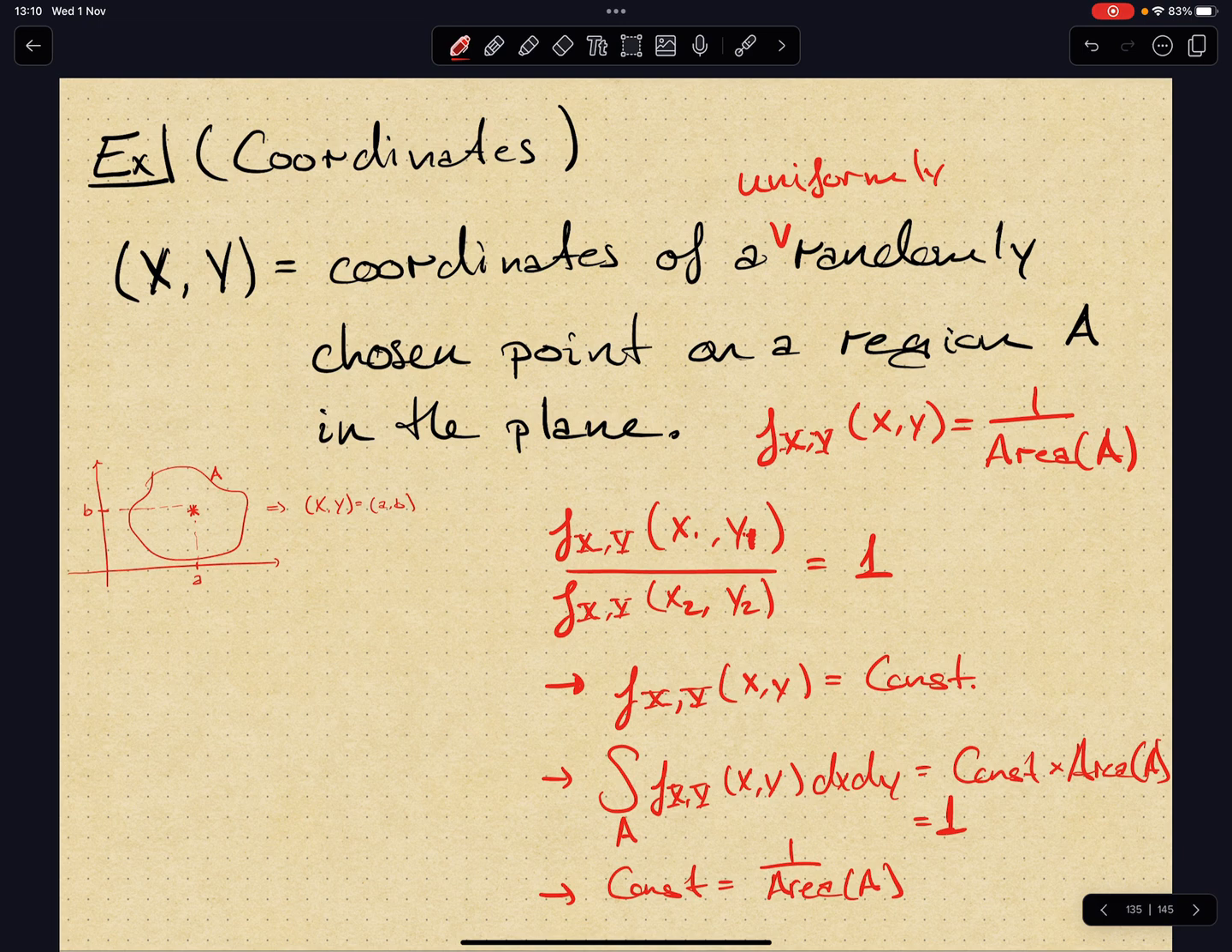So this is a typical example of a joint probability density for two coordinates. You're throwing a dart at a dartboard, and the location of where the dart lands is your random variable. That's your experiment. Two particular examples to think about are where A is a rectangle, and where A is a circle.